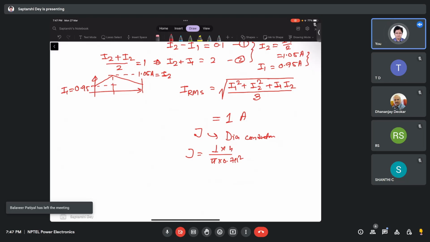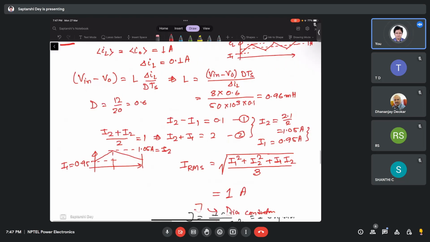So it is 4 by pi. This is not necessary, I'm just curious to find out what they have chosen for their design. 4 by pi times 0.711 squared. Some 2.5 ampere per millimeter squared they have taken. I think some more could have been taken anyway.